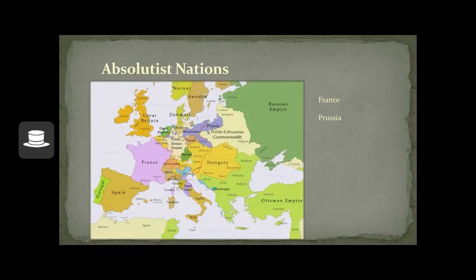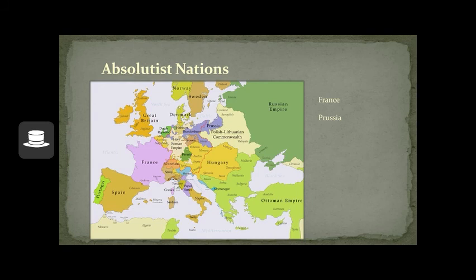Another important absolutist nation is going to be the nation of Prussia. Now, most people have heard of France, but not many people have heard of Prussia, and that's because it doesn't really exist anymore. You can see Prussia on this map. It's located in purple, right in the central part of this map.